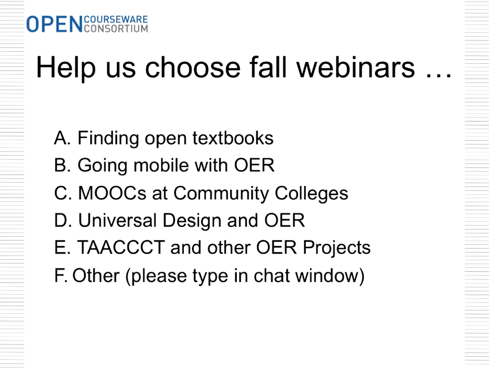A is finding open textbooks. B is going mobile with OER. C is MOOCs at community colleges. D is universal design in OER. And E is TACT grants and other OER projects.